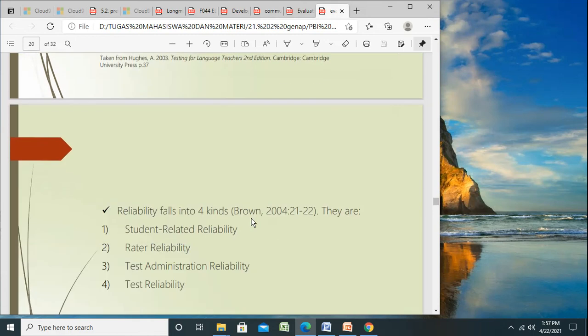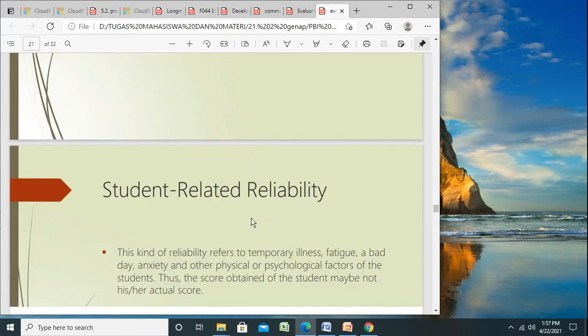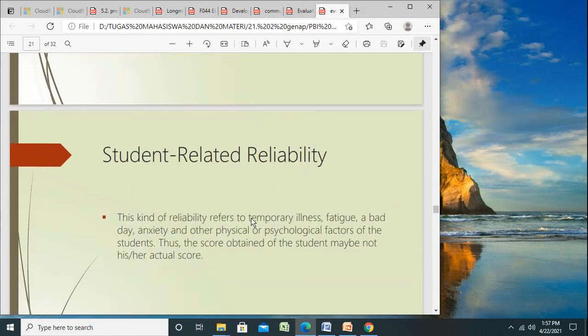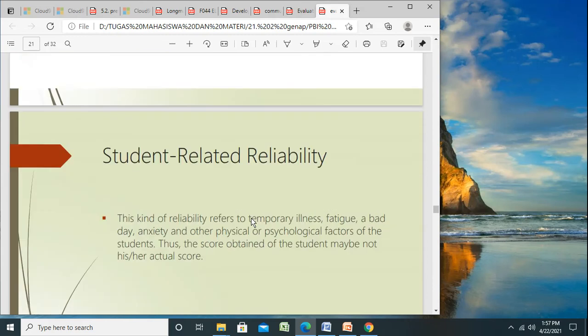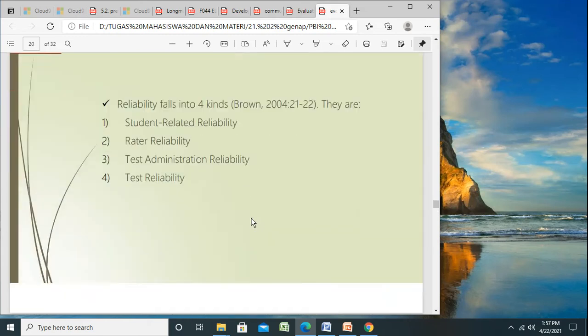Okay, and then reliability falls into 4 kinds. The first one is student-related reliability, the second one is rater reliability, the third one is test administration reliability, and the fourth one is test reliability. You can see the definitions in the PowerPoint. I have explained in detail the definition of student-related reliability, and then rater, test administration, and test reliability.